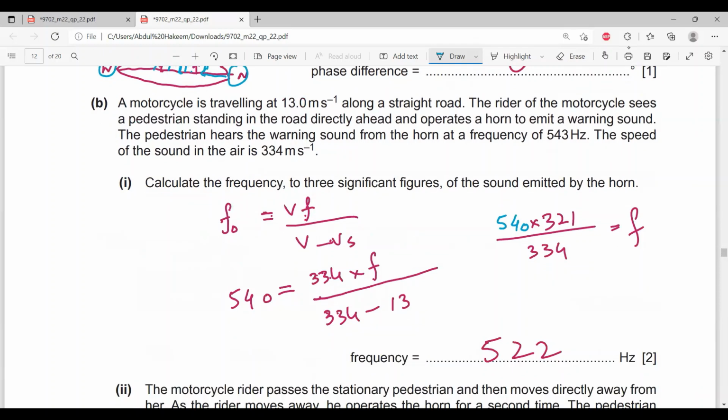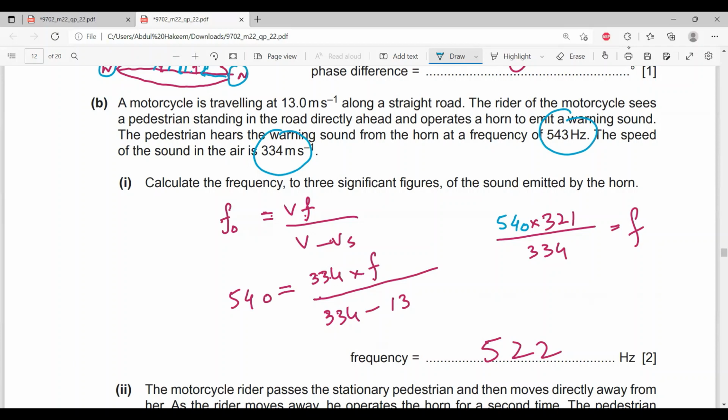Next, a motorcycle is traveling at 13 meters per second along a straight road. The rider of the motorcycle sees a pedestrian standing in the road directly ahead and operates a horn to emit a warning sound. The pedestrian hears the warning sound from the horn at a frequency of 543. This is the observed frequency. The speed of sound is 334. Calculate the frequency, to three significant figures, of the sound emitted.